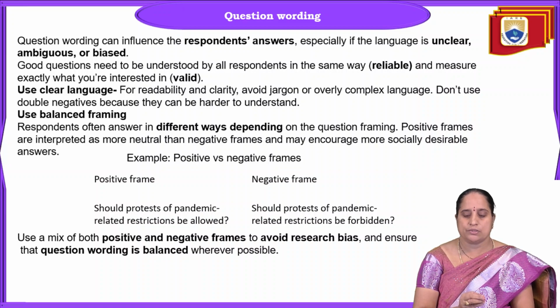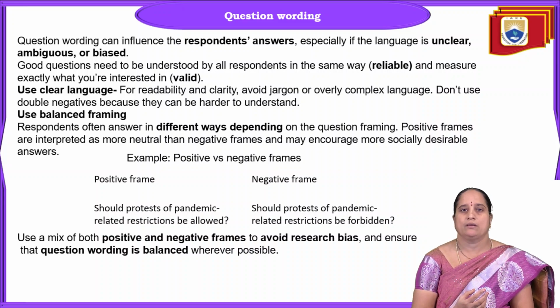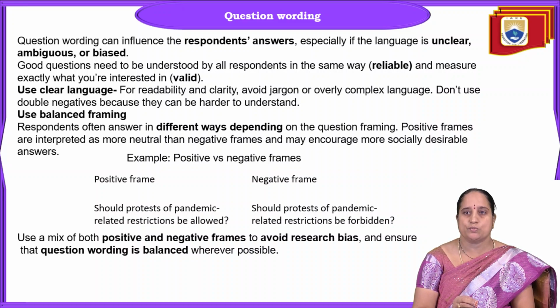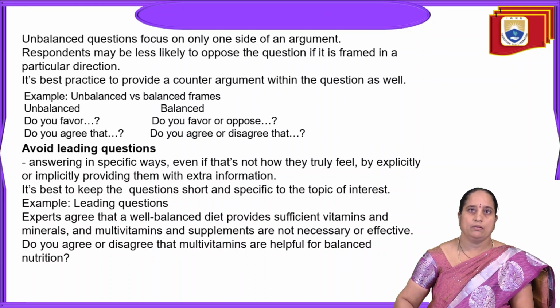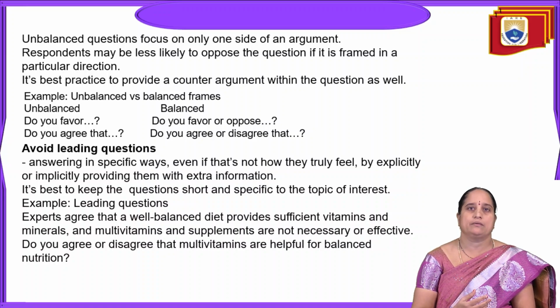For example, if you consider positive versus negative frames, coming to the positive frame: should protests of pandemic-related restrictions be allowed? And coming to the negative frame, how are you going to ask: should protests of pandemic-related restrictions be forbidden? So use a mix of both positive and negative frames to avoid research bias and ensure the question wording is balanced wherever possible.